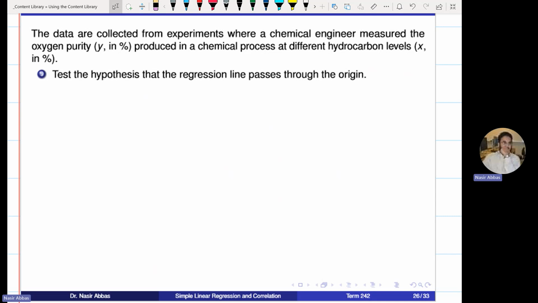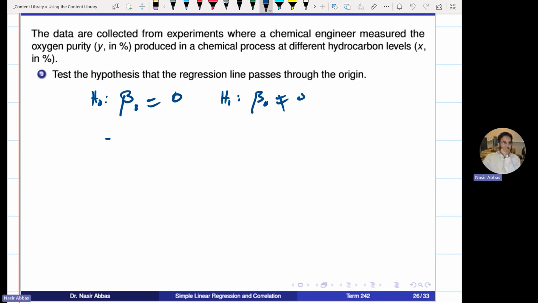Technical question. Read the question, set up the hypothesis. Again, the solution is easy, but setting up the hypothesis is tough. You have to test the hypothesis that the regression line passes through the origin, which means the intercept is 0, right? So the statement says that beta naught is 0. This is the question. What is the opposite? Which one contains equal?